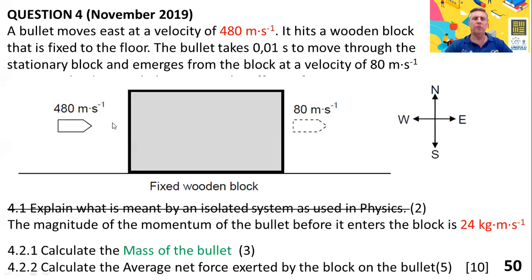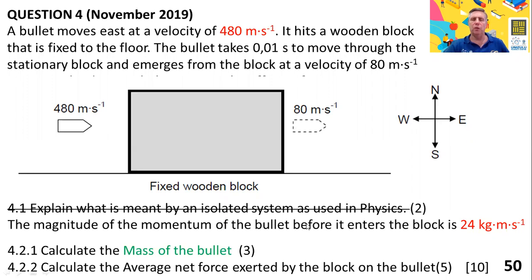Let's have a look at question 4 from November 2019. Slightly different question, and the conservation of linear momentum equation is not used in solving this one. A bullet moves east at a velocity of 480 meters per second. It hits a wooden block that's fixed to the floor, which is stationary. The bullet takes 0.01 seconds to move through the stationary block and emerges from the block at a velocity of 80 meters per second. So you can imagine just going through the block, the friction pushing through the wood slowed the bullet down quite considerably. I'm going to do 4.1, which is a recall question.